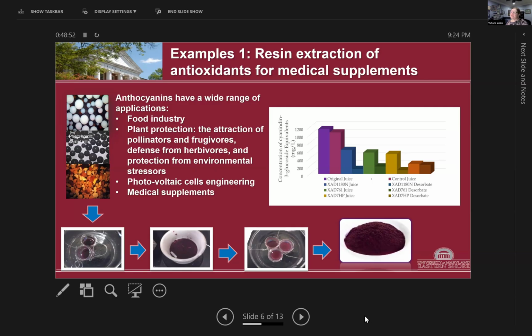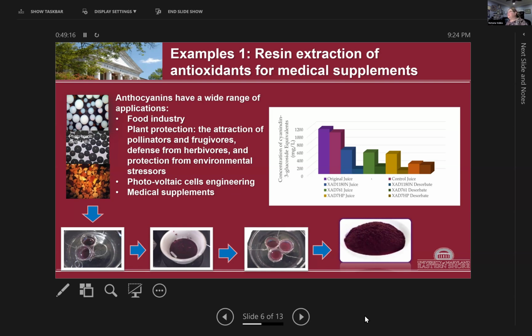Now what happens next? We filter this solution after the process of sorption. And now you can see the solids on our filter are colored by these antioxidants, meaning they got adsorbed to the resin. What we do next, we take this resin that right now only has antioxidants. It does not have any other components of the plant extract anymore.